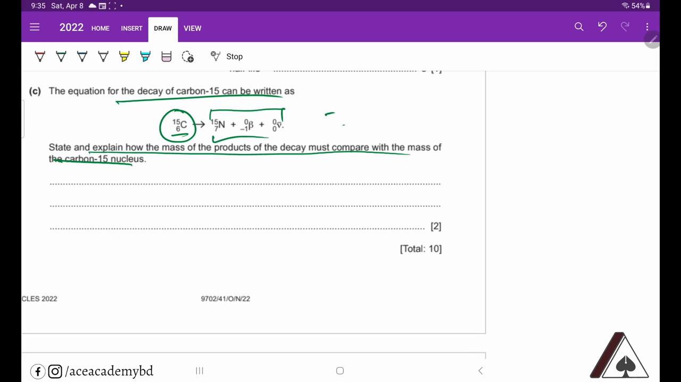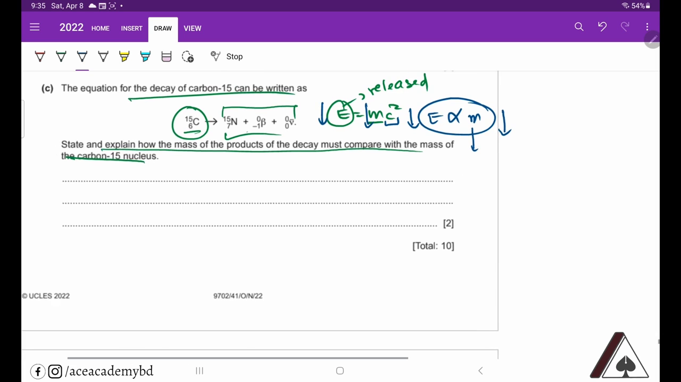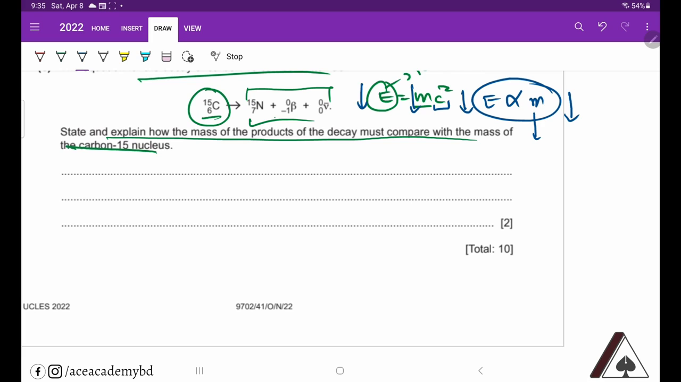We know E equals mc squared. If you think like this, as energy is being lost or released from the system when carbon is decaying, the product must have a lower mass because the value of energy is going to decrease. And c is a constant, so m shall also decrease. So we can say E is proportional to m. If the value of E decreases since energy is being released, that means mass is also decreasing. So the total mass of products must also decrease. Using this equation, we can directly say this.